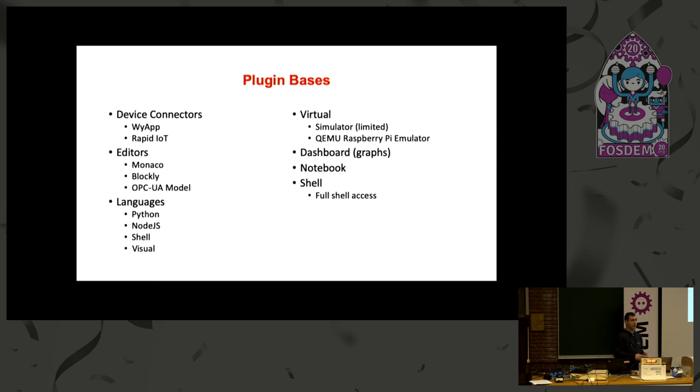As languages, we have Python, Node.js, Shell, and the visual programming language, but it's extensible, so adding a language is just writing another plugin. We have the simulators and emulators. We have a dashboard for graphing. It's mostly for debugging. We have a notebook, so if you know Jupyter Notebook, it's similar, but for using it on the Raspberry Pi. And for users that need some more control, we have a shell, so they can shell into their device.